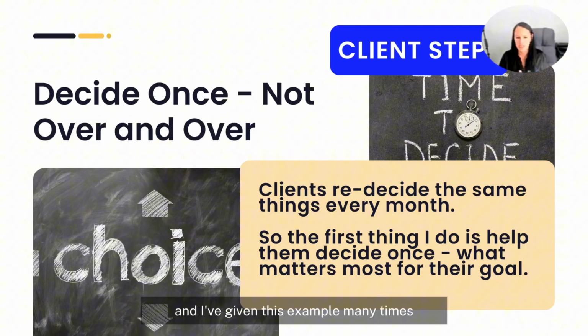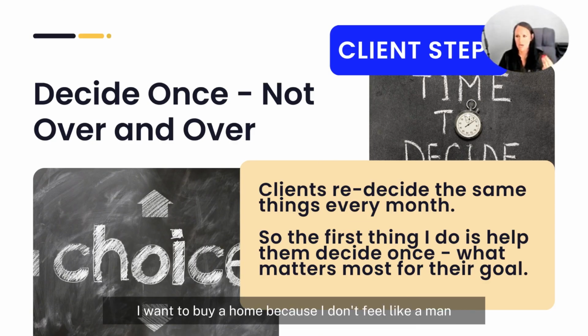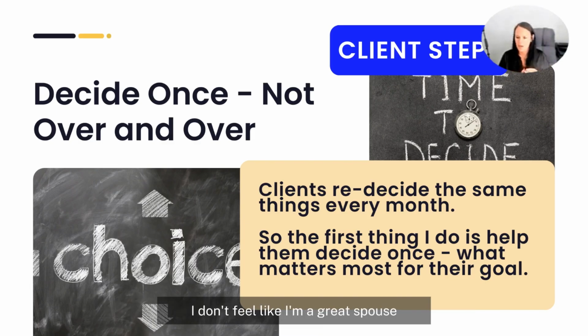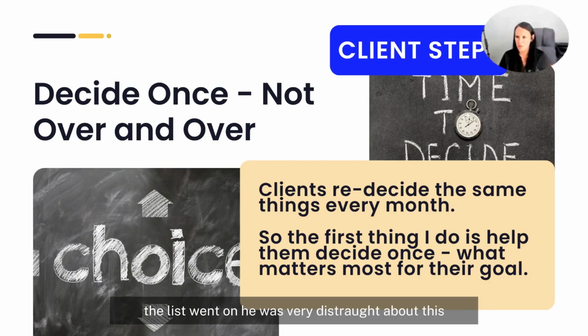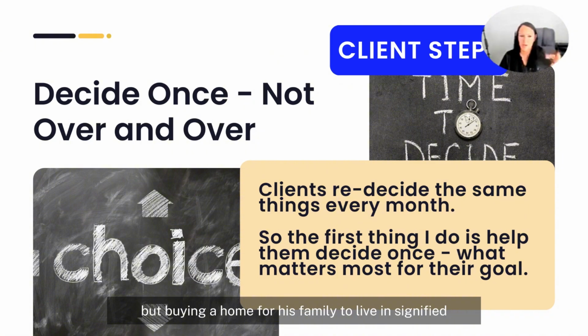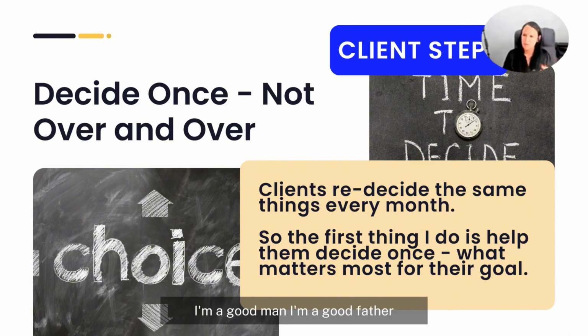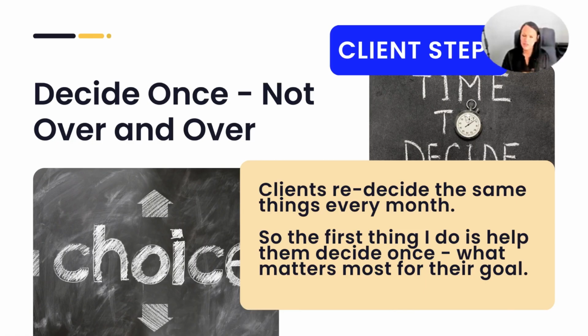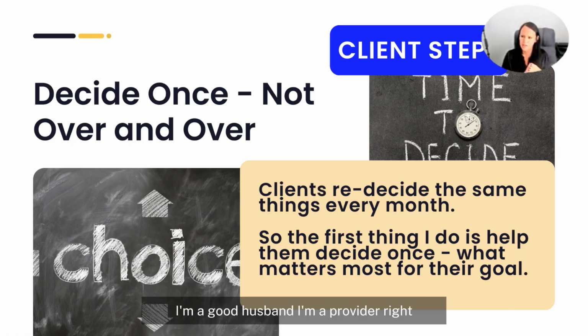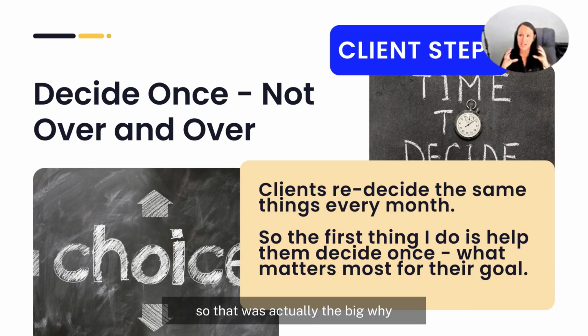I've given this example many times, so you guys probably remember this, but the client who said, I want to buy a home because I don't feel like a man. I don't feel like I'm a great father. I don't feel like I'm a great spouse. I don't feel like I'm a good provider. The list went on. He was very distraught about this. But buying a home for his family to live in signified, I'm a good man. I'm a good father. I'm a good husband. I'm a provider, right?